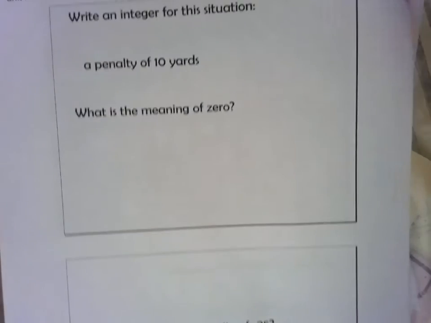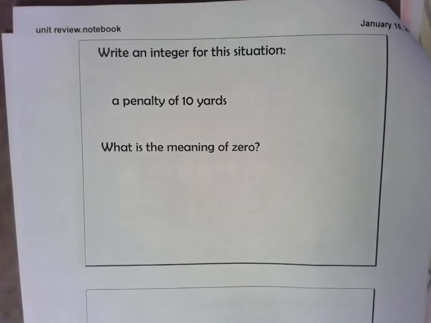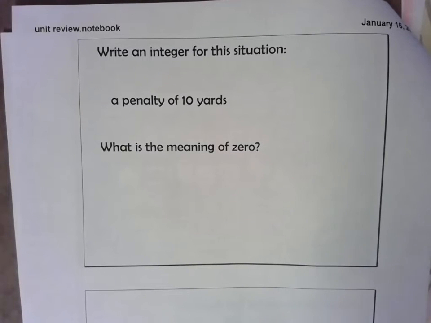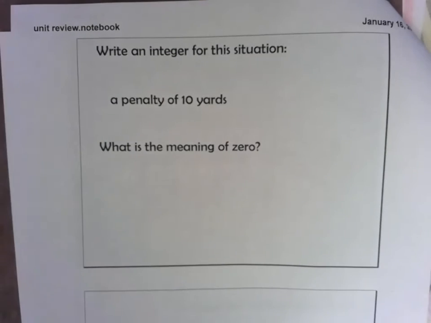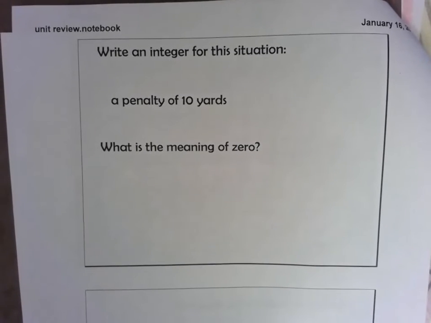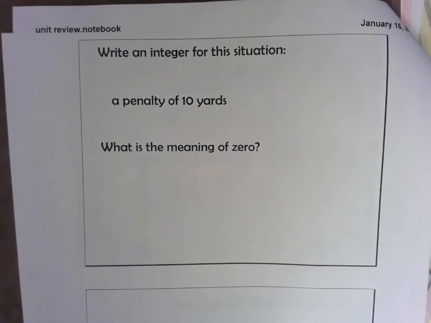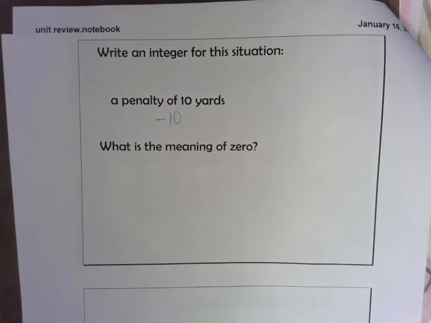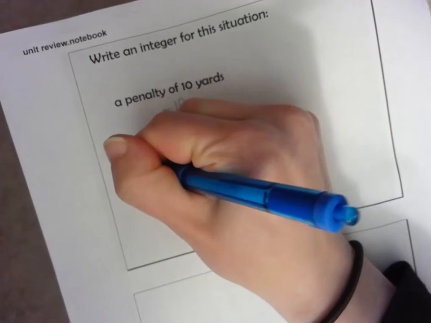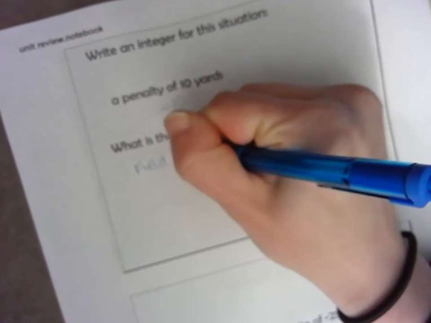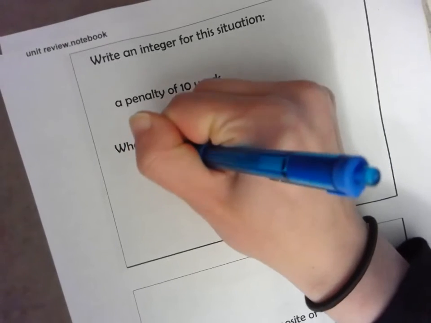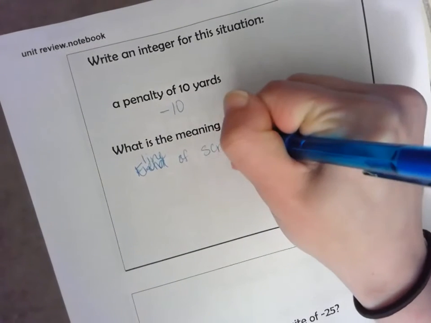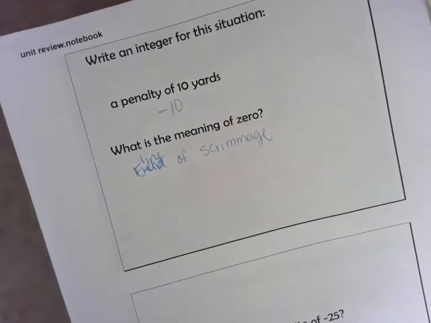We turn the page. It says write an integer for this situation, a penalty of 10 yards. So you're watching the Packer game, you know, there's a flag thrown, and the Packers have to move back 10 yards from the original field of play. So if they move back 10 yards, you're moving negative 10 from where they started. So what is the meaning of 0 in this situation? The line of scrimmage would be the meaning of 0.